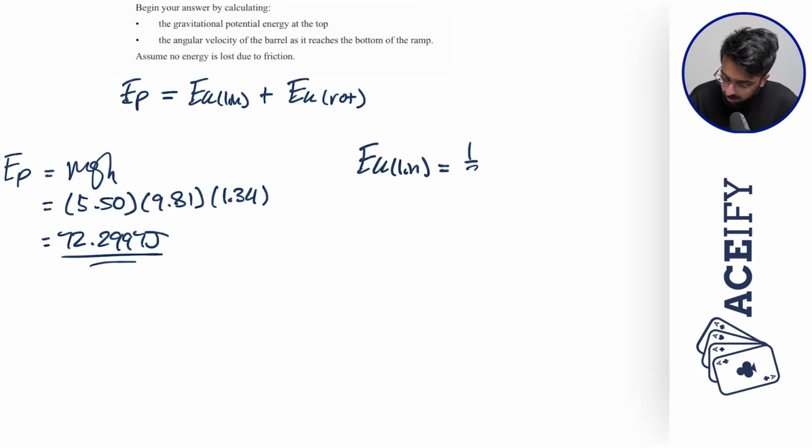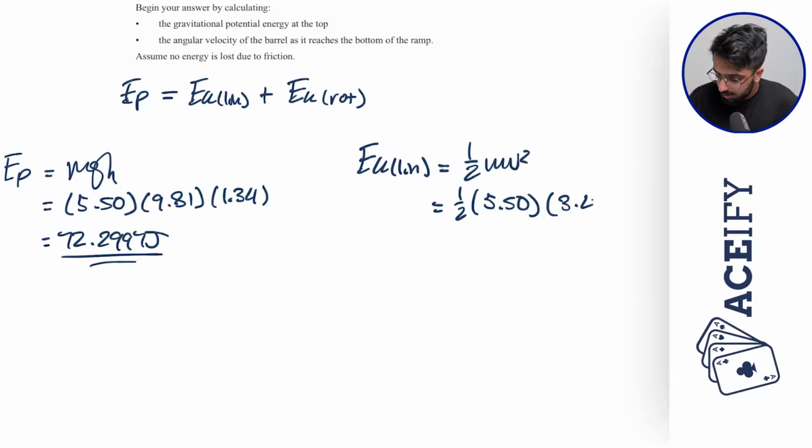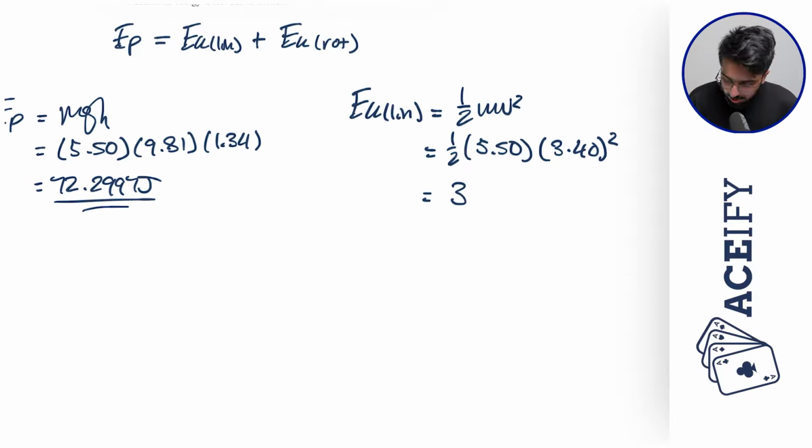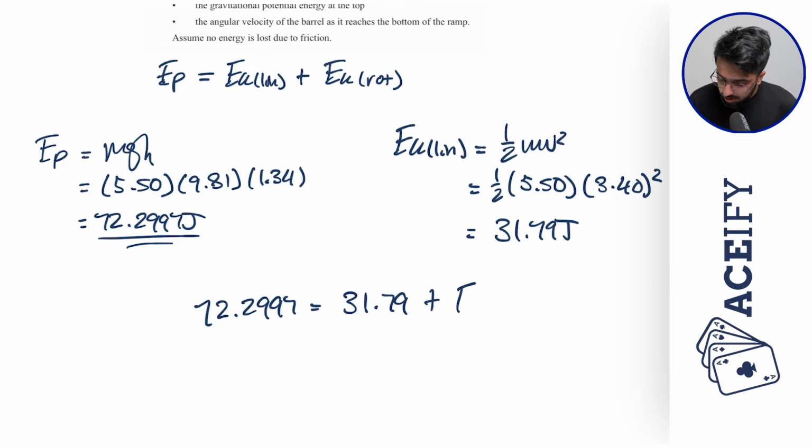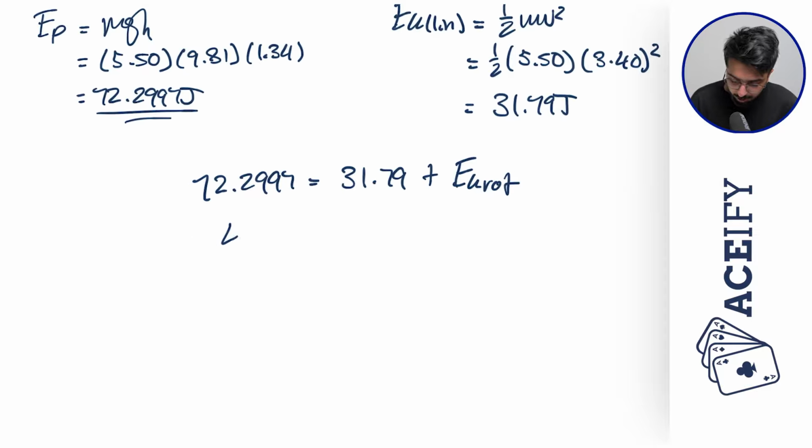We know that's half mv squared, so half times the mass of the barrel, which is 5.5, times our linear speed, which is 3.4, squared, and that gives us a linear kinetic energy of 31.79 joules, okay? And so therefore, as our EP is equal to our linear plus our rotational, we can say that 72.2997 is equal to 31.79 plus our rotational kinetic energy, and so therefore 40.5097 is equal to our rotational kinetic energy, right?